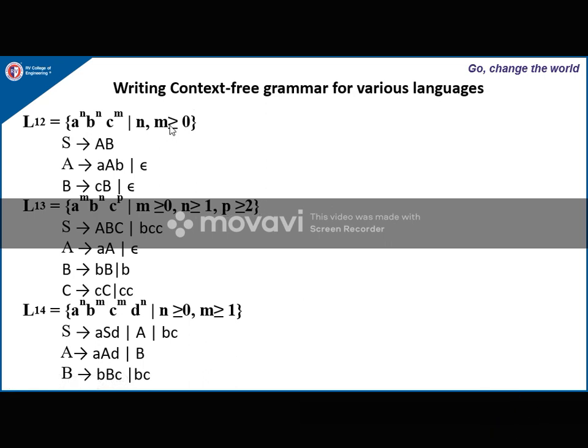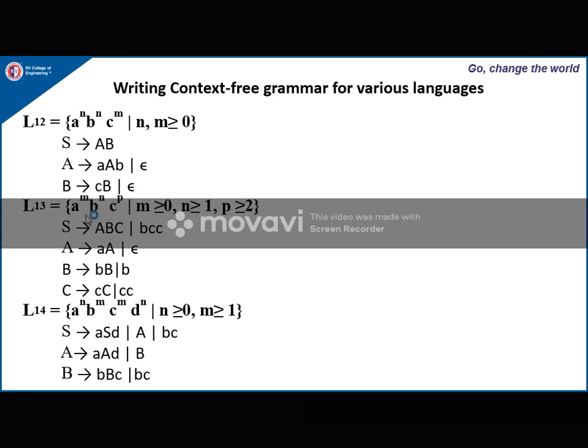Here the condition is varied from the previous one. Previously n, m were greater than or equal to 1, so here it is greater than or equal to 0. So previously it was AB, now it is replaced by epsilon, and here it was C, it is replaced by epsilon.